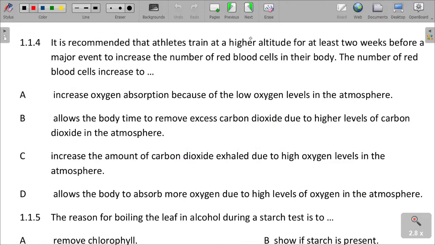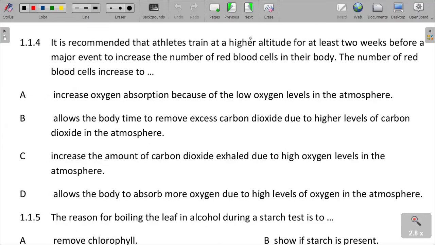It is recommended that athletes train at a higher altitude for at least 2 weeks before a major event. Altitude is the height above sea level, how high a place is, to increase the number of red blood cells in their body. The number of red blood cells increases to do what? I'm sure you remember the composition of the blood. What is it that we have in the blood? We talk about the blood platelets, the red blood cells, the white blood cells.